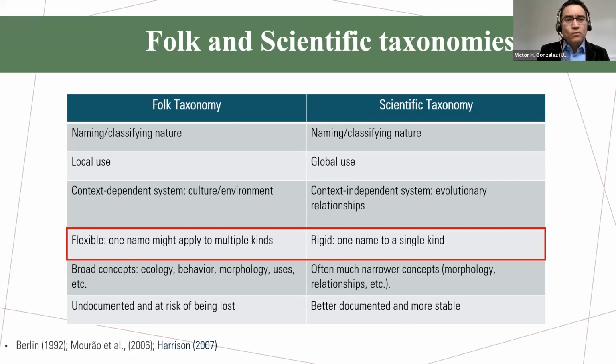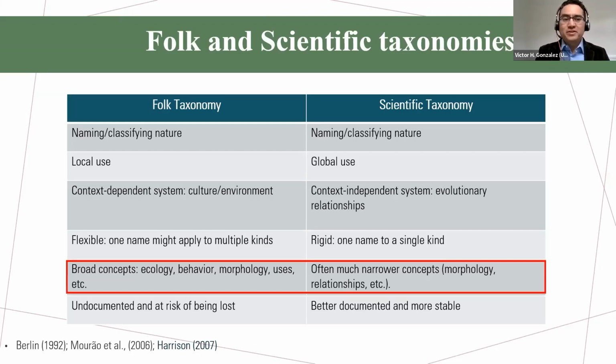As you might expect, folk taxonomies are very flexible because one name can be used to name multiple things, and it also varies among cultures. This is not the case for scientific taxonomy, which seeks a more rigid and universal system in which one name is applied to the same kind of thing, so we can facilitate communication.